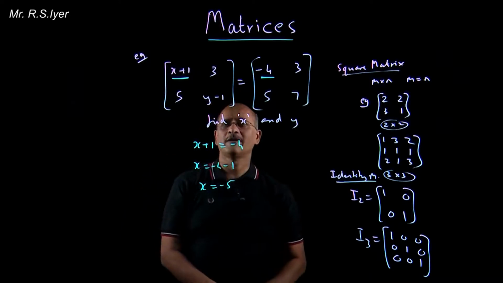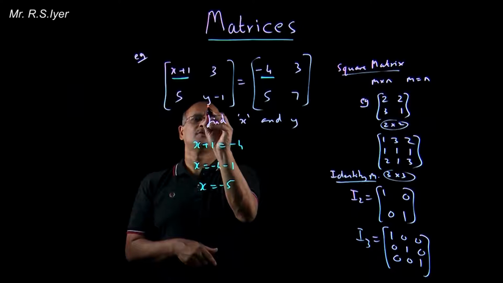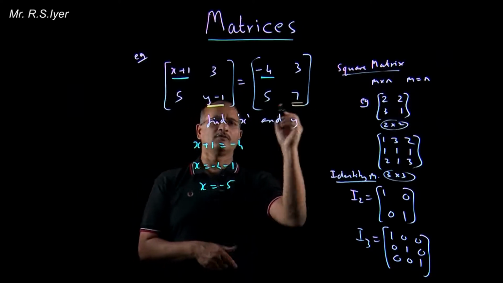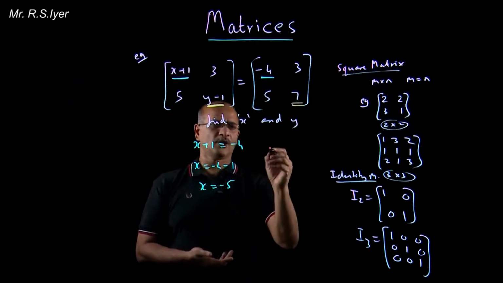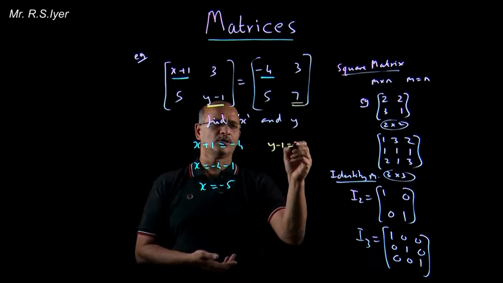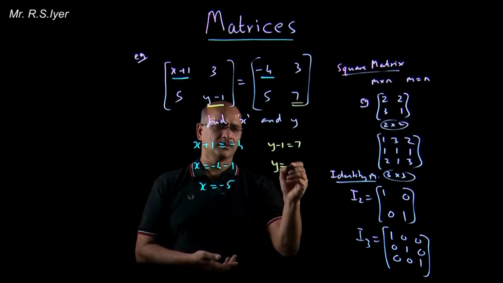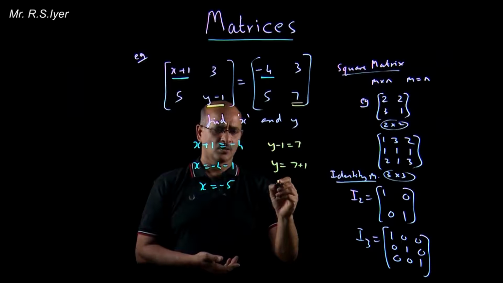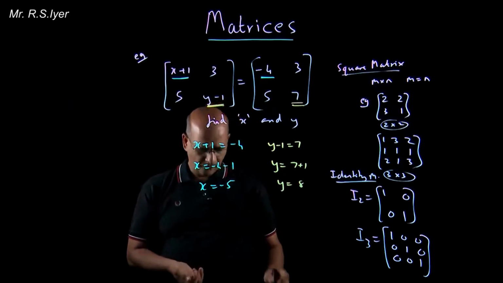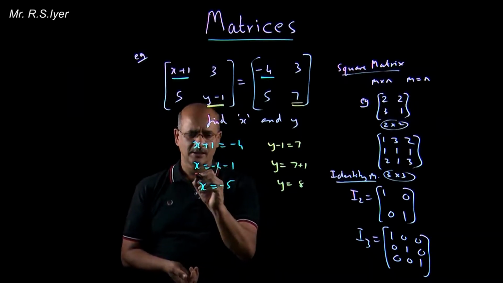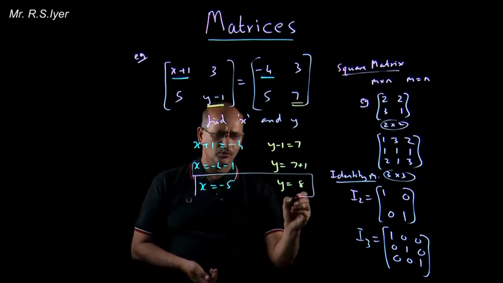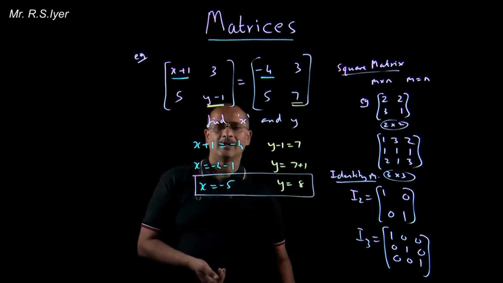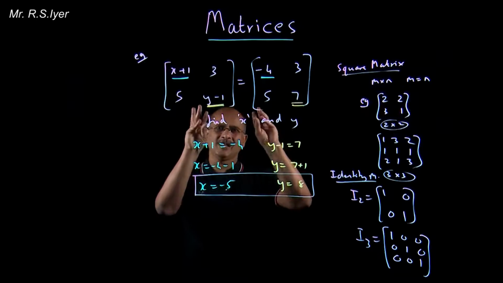Then the second working is I want to find y. So y is the fourth element, and the fourth element will correspond with the fourth element. So y minus 1 is equal to 7, so y is 7 plus 1. So y is equal to 8. My final answer is x equals minus 5 and y equals 8. So this is basically equality of matrix.